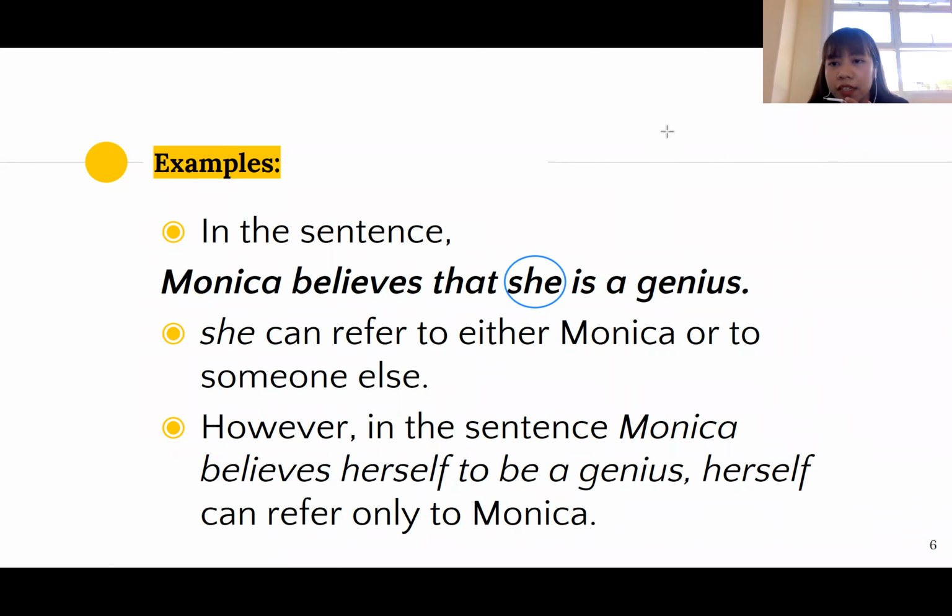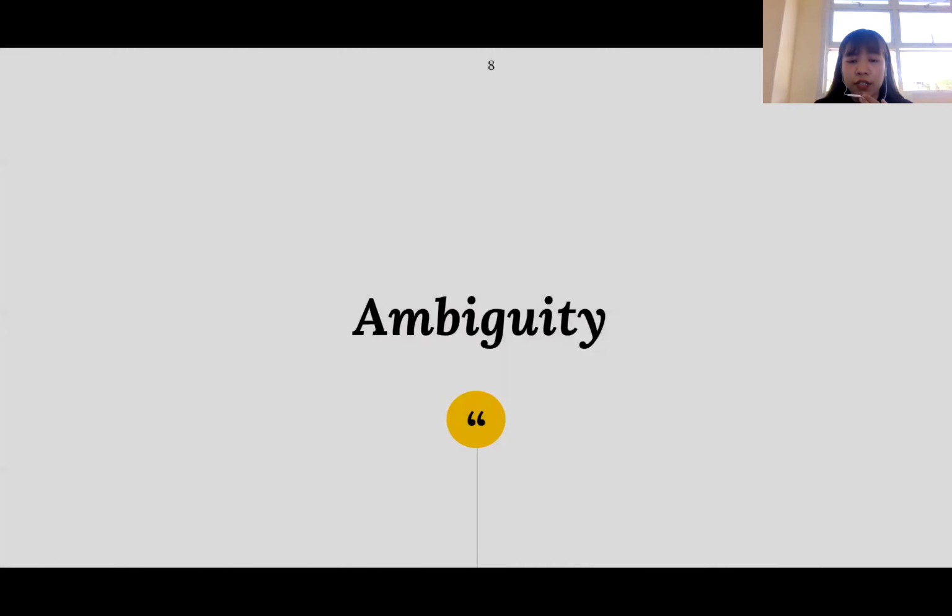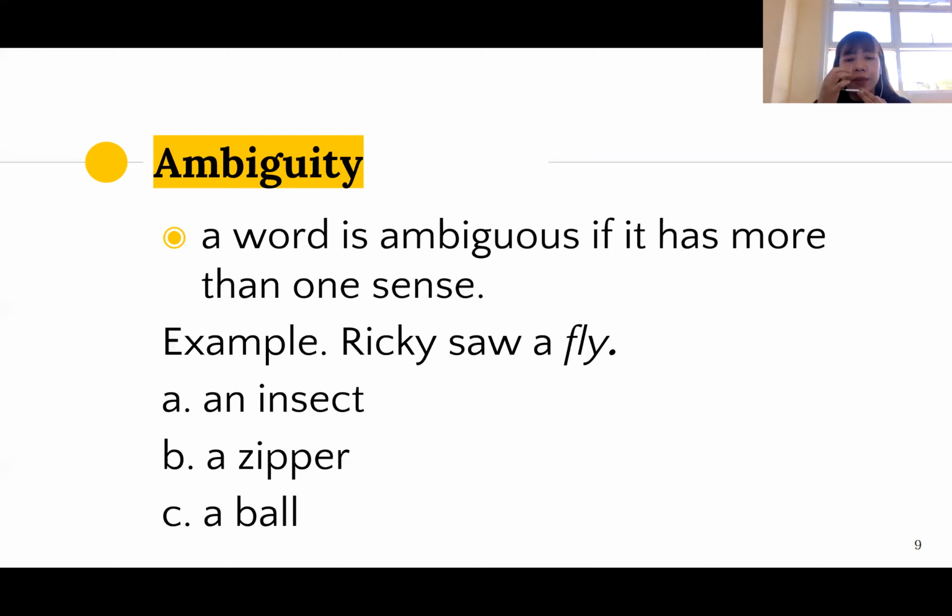Sorry, so let me clear this so we could move to the next slide. So we are going to start discussing sense properties and relations. First one, we have ambiguity. Under ambiguity, we have what we call ambiguous words. We say that a word is ambiguous if it has more than one sense or more than one meaning. For example, in the sentence, Ricky saw a fly.